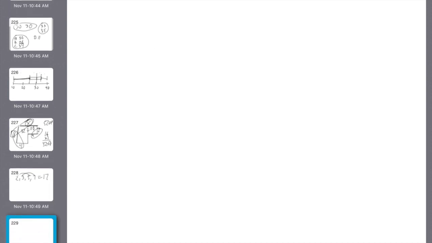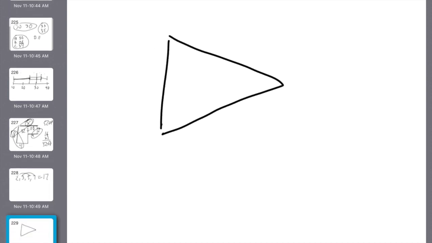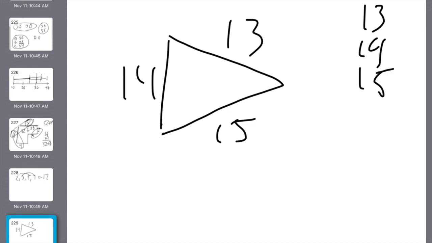Okay, so they gave you a triangle, guys. Perimeter is solid. So I grab my solid lines of 14, 13, and 15, and I add them together.